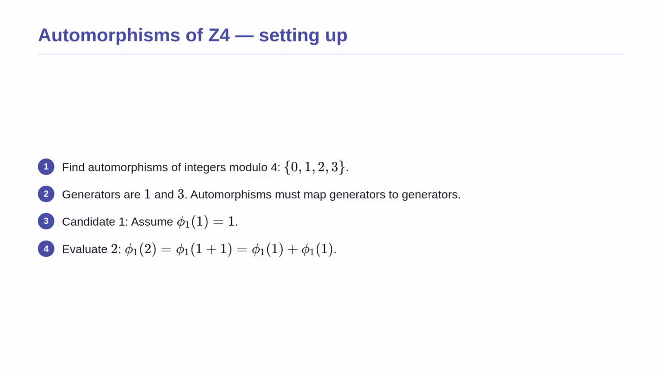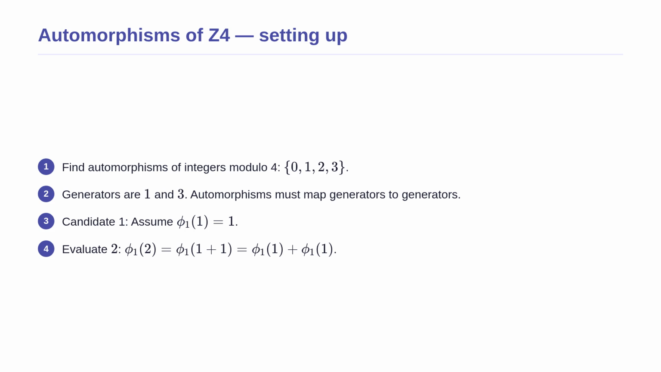Before we move on, let us see this with a concrete example. We want to find all automorphisms for the group of integers modulo 4 under addition. The elements are 0, 1, 2, and 3. A key rule is that automorphisms must map generators to generators. Here, the generators are 1 and 3. So the element 1 can only map to 1 or 3. Let us test our first candidate, assuming phi maps 1 to 1.